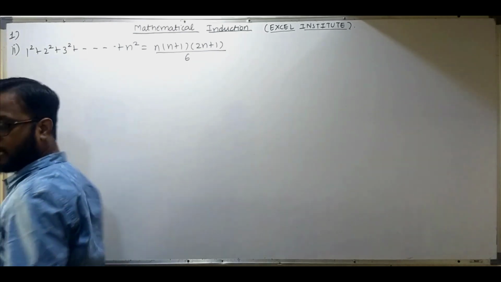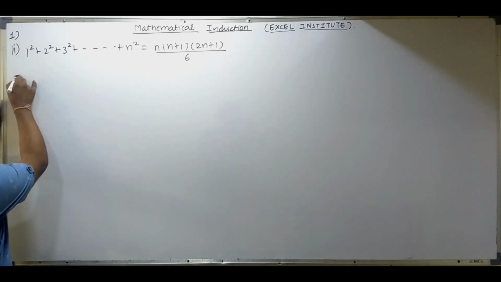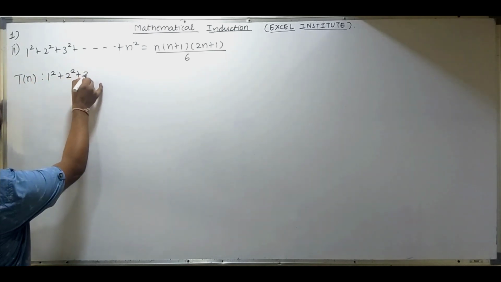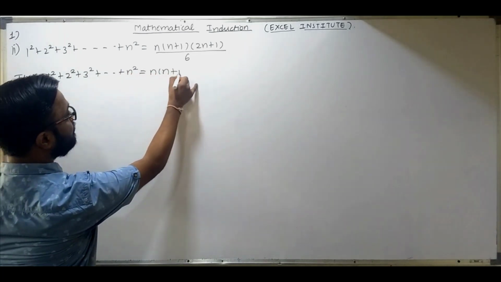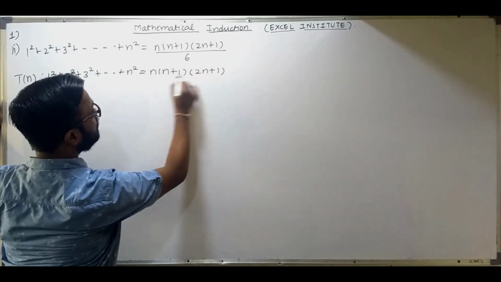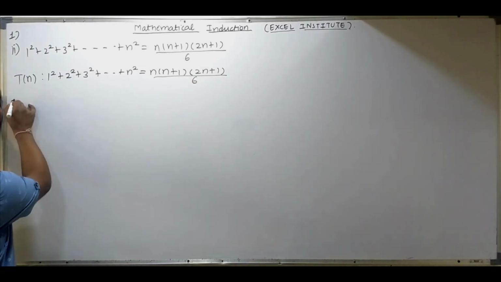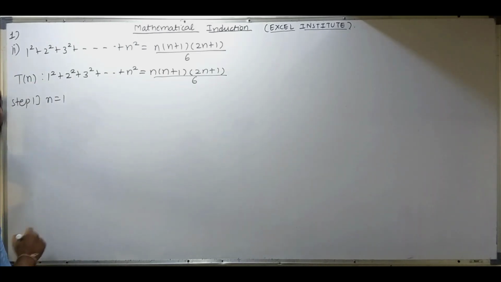See what I told you, beta. Always write down the given statement as T of n. This is a mathematical statement, so T of n is 1 square plus 2 square plus 3 square up to n square is n into n plus 1 into 2n plus 1 by 6. Now we need to follow 3 steps. Step 1, let n equal to 1.